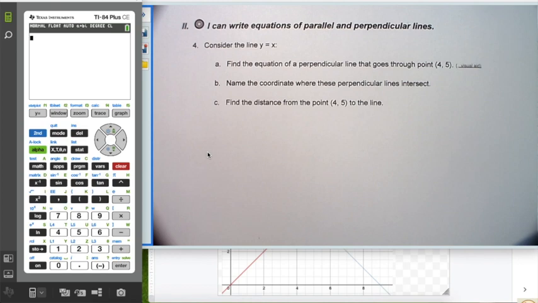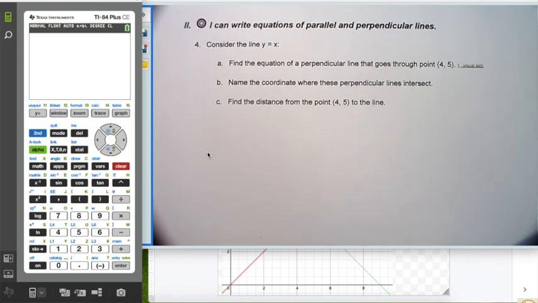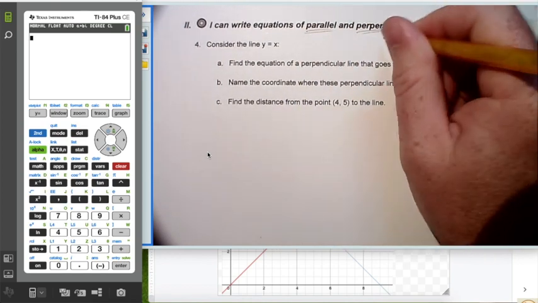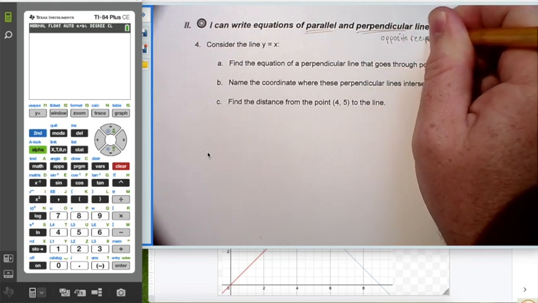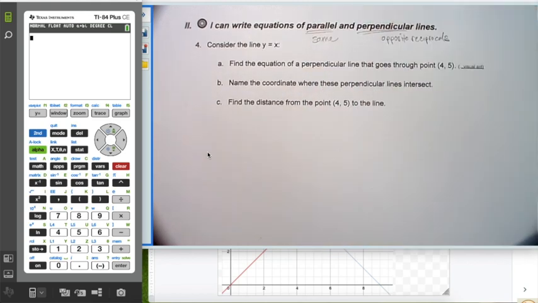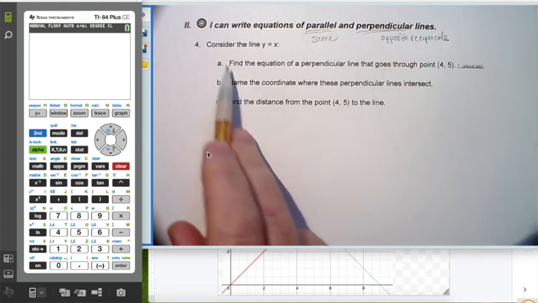Welcome to part 2 of the Algebraic Connections study guide. This is about writing equations of parallel and perpendicular lines, which is just going to come down to slope. Perpendicular lines have opposite reciprocal slopes, and parallel lines have the same slope.